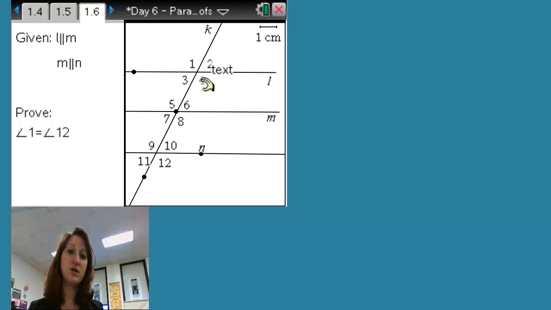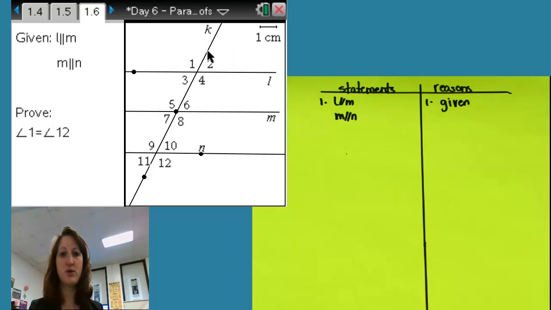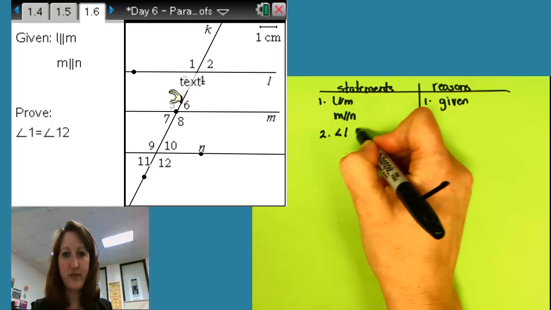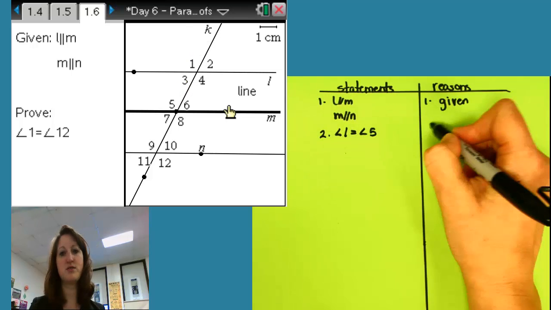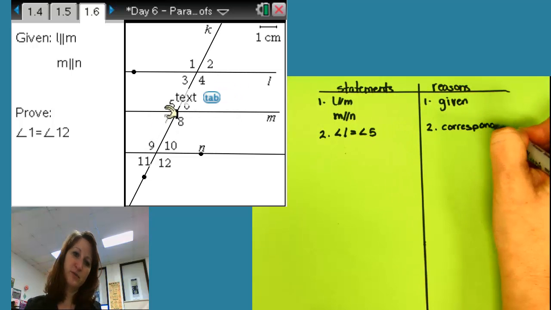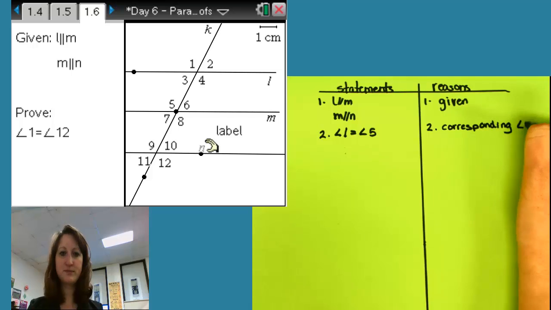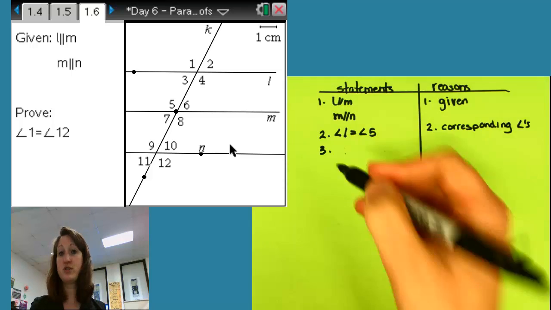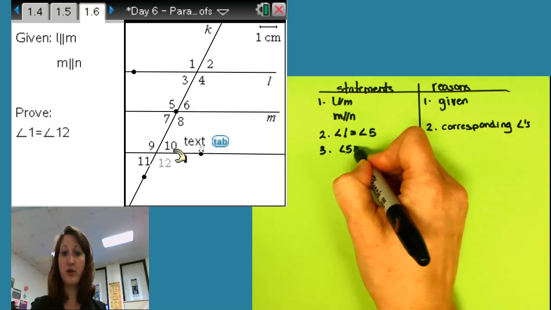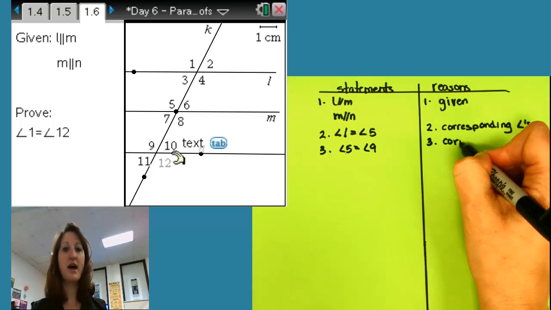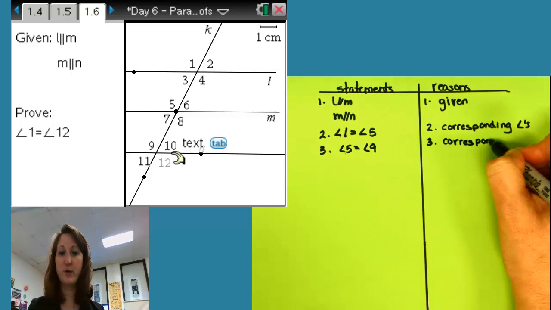What I'm going to do is talk about how all the angles are related. So I'm going to start with my givens. L is parallel to M and M is parallel to N. And then I'm going to take a look at angle 1 and 5. I know that 1 and 5 are equal because they're corresponding angles. I also know that 5 and 9 are equal because they're corresponding angles. And then I know that 9 and 12 are equal because they're vertical angles, which takes me from angle 1 all the way down to angle 12. So using the transitive property or substitution, I can say that angle 1 and angle 12 are equal.